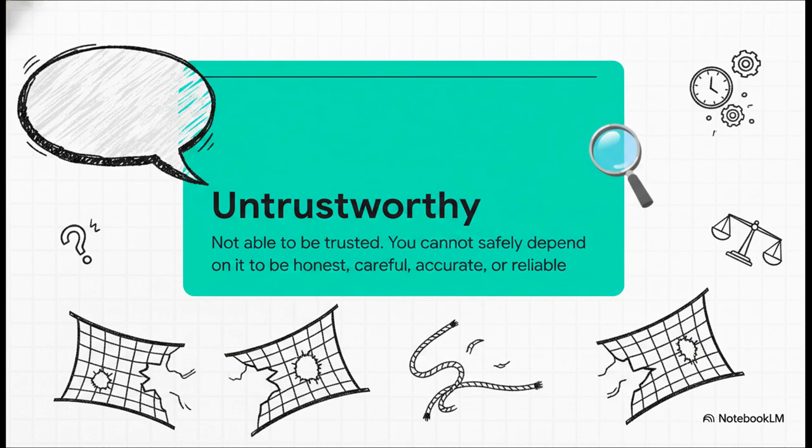It's pronounced untrustworthy. Go ahead, say it out loud with me. Untrustworthy. The fundamental meaning here is simply not able to be trusted. In the real world, this means you just can't safely depend on someone or something to be honest, careful, accurate, or reliable. That safety net of reliance, it just isn't there.